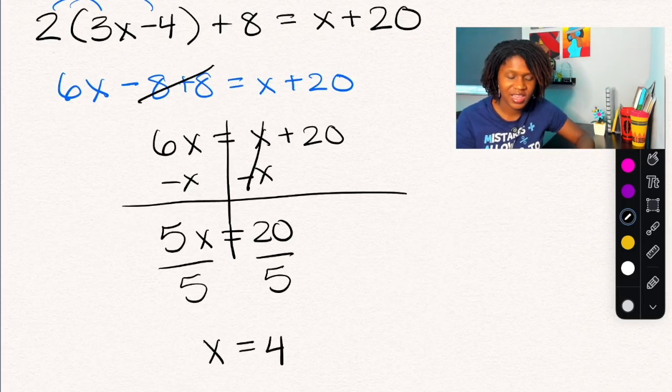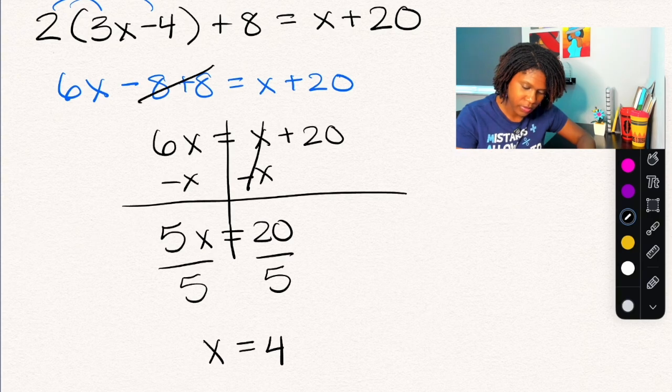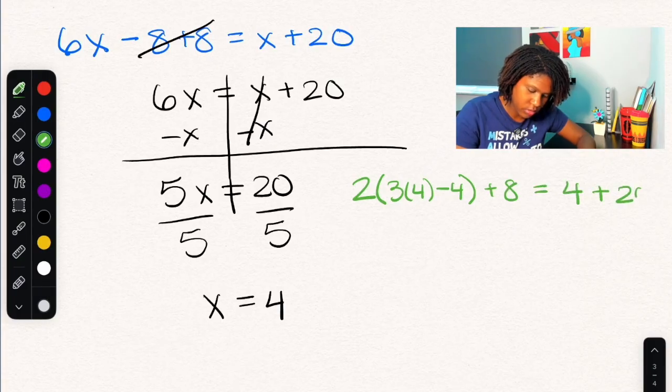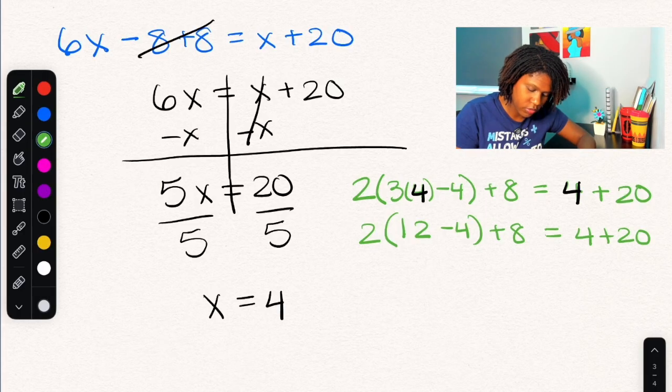Is that what you got? Let's check it together. Remember to check. We're going to plug in our variable everywhere we see that variable in our original problem. 2 times 3 times 4 minus 4 plus 8 is equal to 4 plus 20. And let's put our variable in black. All right, 3 times 4 is 12. 12 minus 4 is 8.